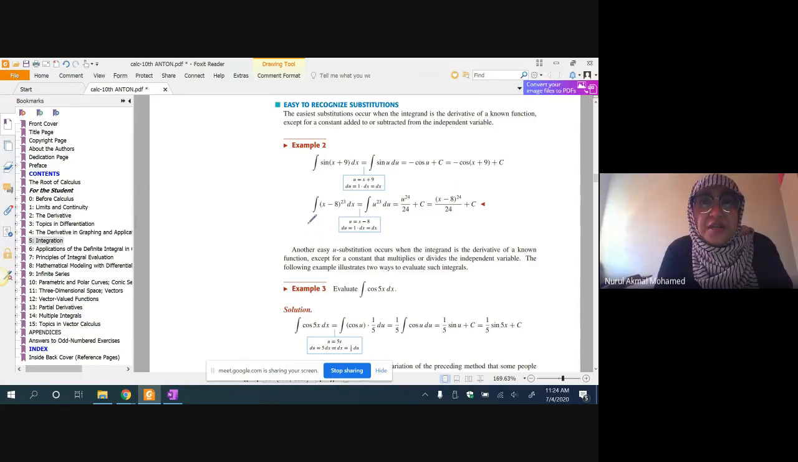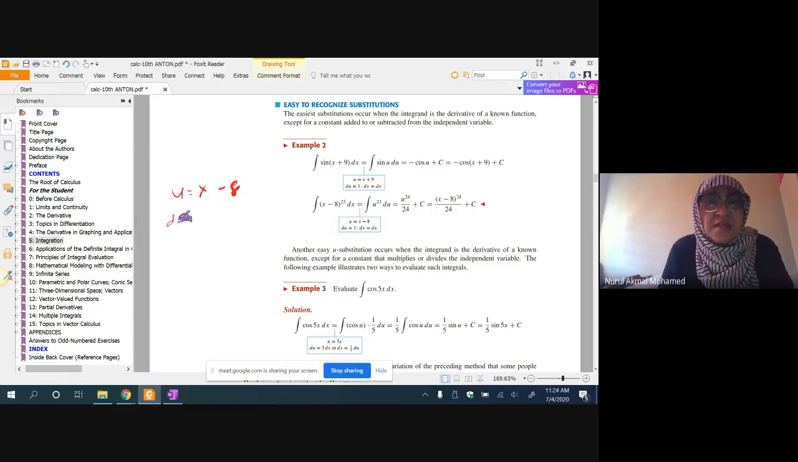Okay, for the next example, x minus 8 to the power of 23. Firstly, you substitute u equal to x minus 8. And then you differentiate, you get 1. So it means that if you make dx the subject, it can be written as du. So u is equal to x minus 8.